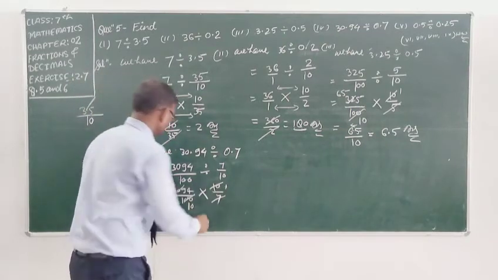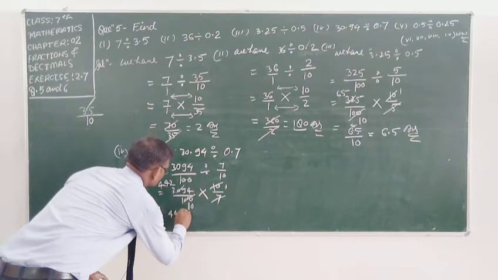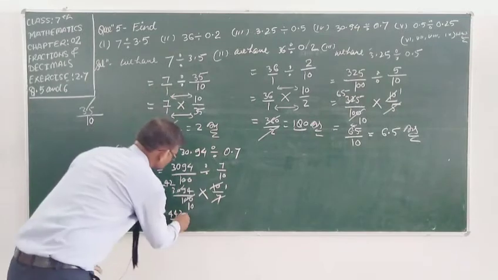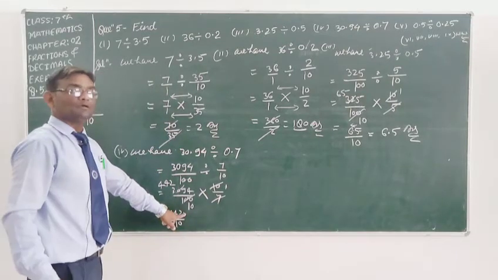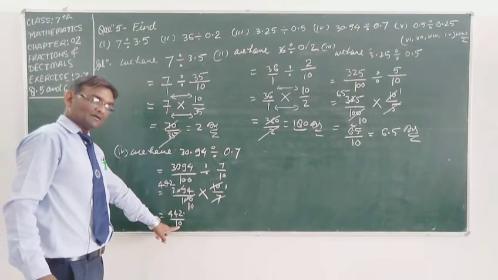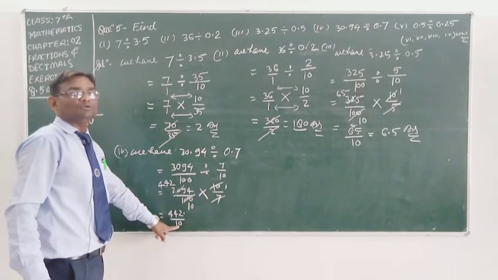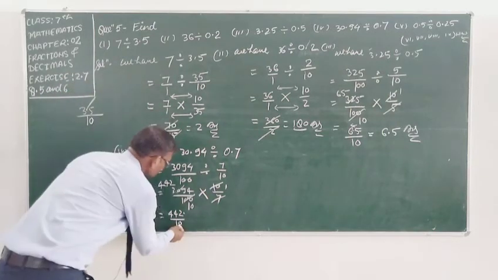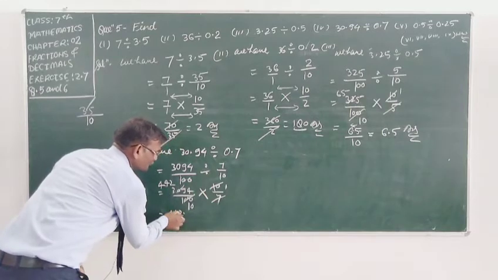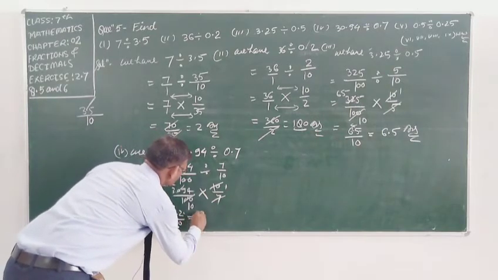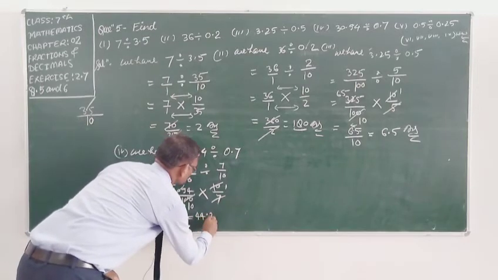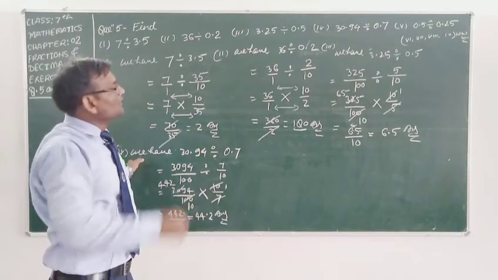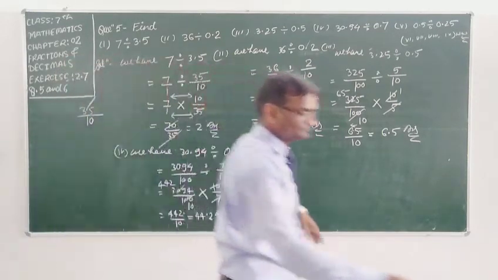442 into 1, we get student 442 upon 10. This is a whole number, and each whole number has the decimal point at the last of it, and this is a 10 type number, and I have told you the rule for a 10 type number when we divide by a 10 type number. So this is 10, so the decimal point will move 1 digit to the left, so we get student 44.2. This is my answer. Very easy student. Now come to part number 5 student.